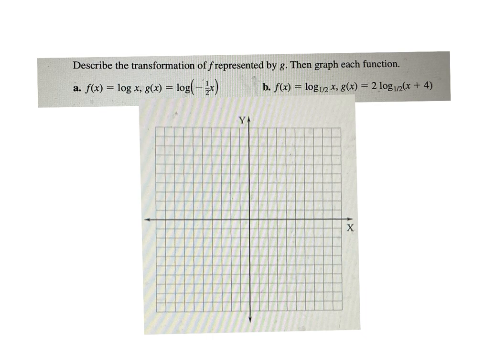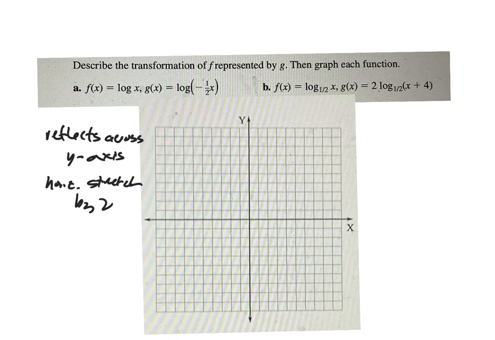Then graph each. So the same stuff now, except for logs. So here we go. Same old transformations we've been doing. The first one reflects across the y-axis because the negative is inside. It's also got a horizontal stretch by 2, the reciprocal of what's inside there. So let's see what happens.